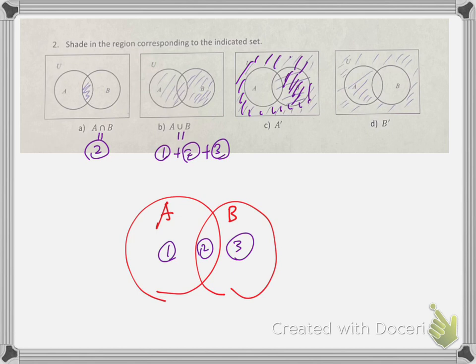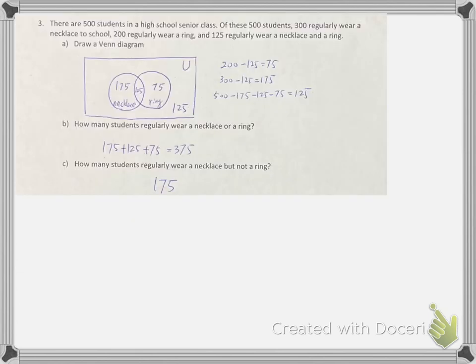Similarly for the complement of B, that's everything in the rectangle but not in the circle B. So that's the easy understanding of different parts in the Venn diagram for two circles. So now after that, we will change our questions.